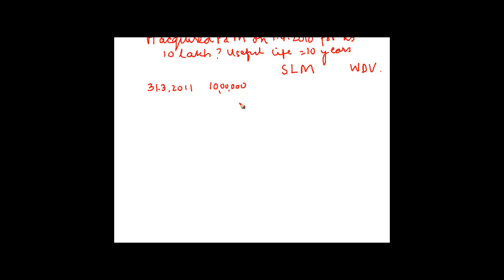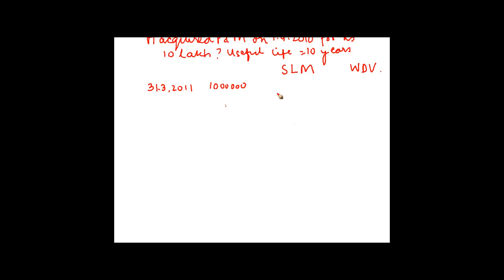Now, if I were to use the straight line method of depreciation, I would divide this 10 lakh by 10 and I will get a depreciation of 1 lakh rupees per annum. So I would charge 1 lakh every year from year 1 till the 10th year, and at the end of it I will have zero value. So in a straight line method, we just divide the cost by 10 and spread it over the useful life of the asset.